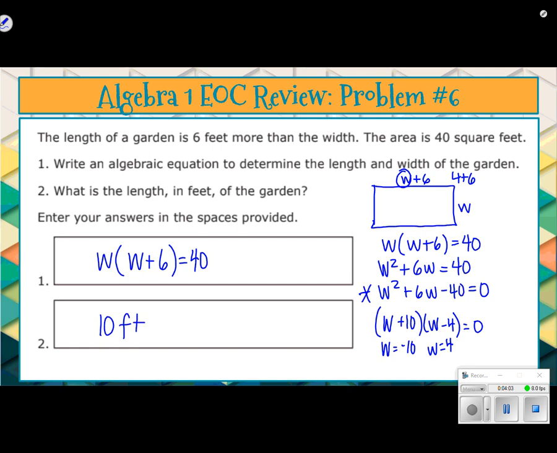And you might even want to write length equals. I don't know if they would count off for that, but you definitely want to include your units. You don't want to miss something because of that.